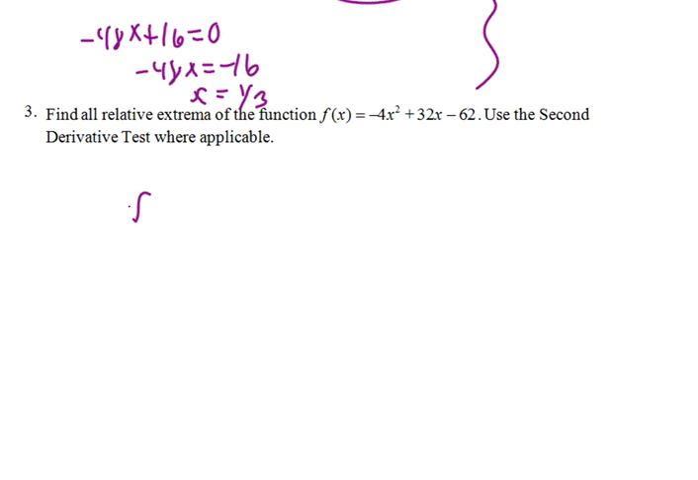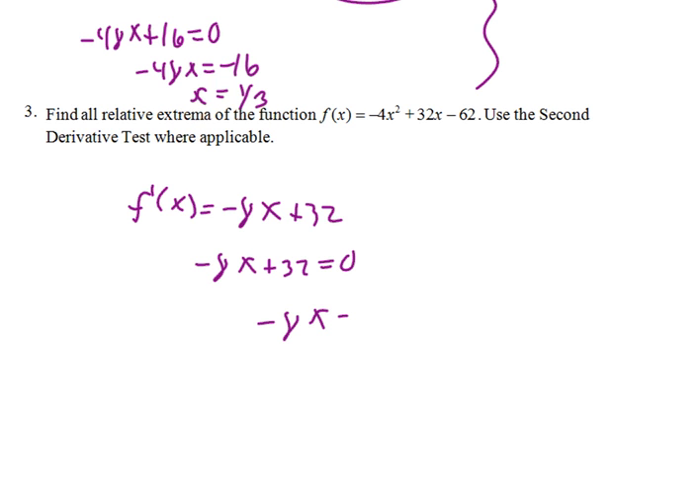All right, so f prime of x: take the prime of this, negative 8x, and the prime of that is 32. And let's go ahead and find the zeros. So I'm going to kick this 32 over here. I'm going to divide by negative 8, and so we get 4. This critical number means that it's either going to be a max or a min, and we kind of know that. If we look at the graph, this is a parabola that's going down, so I know that this 4 represents that vertex.